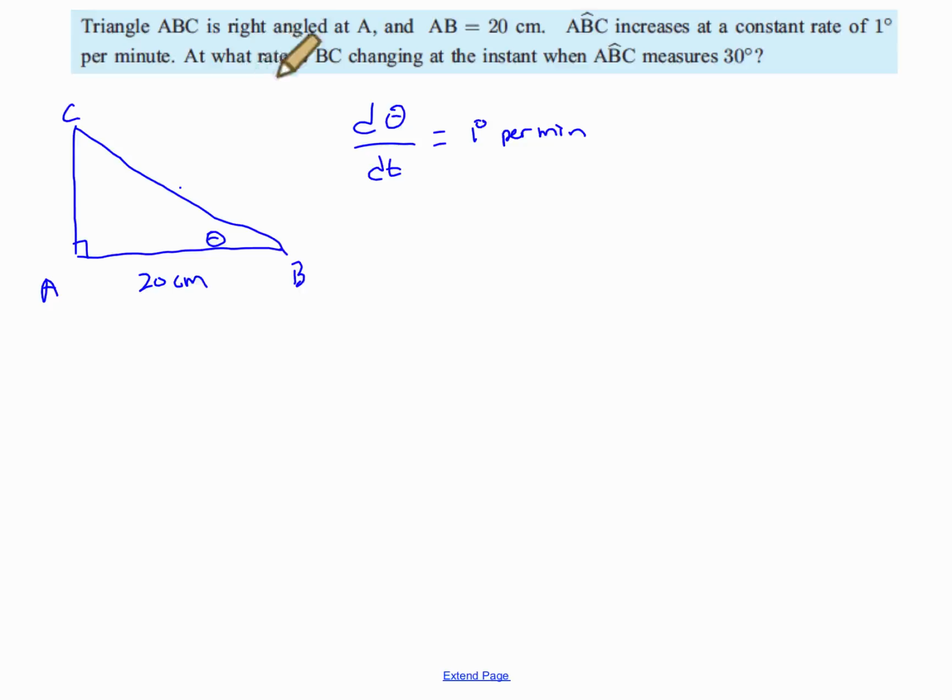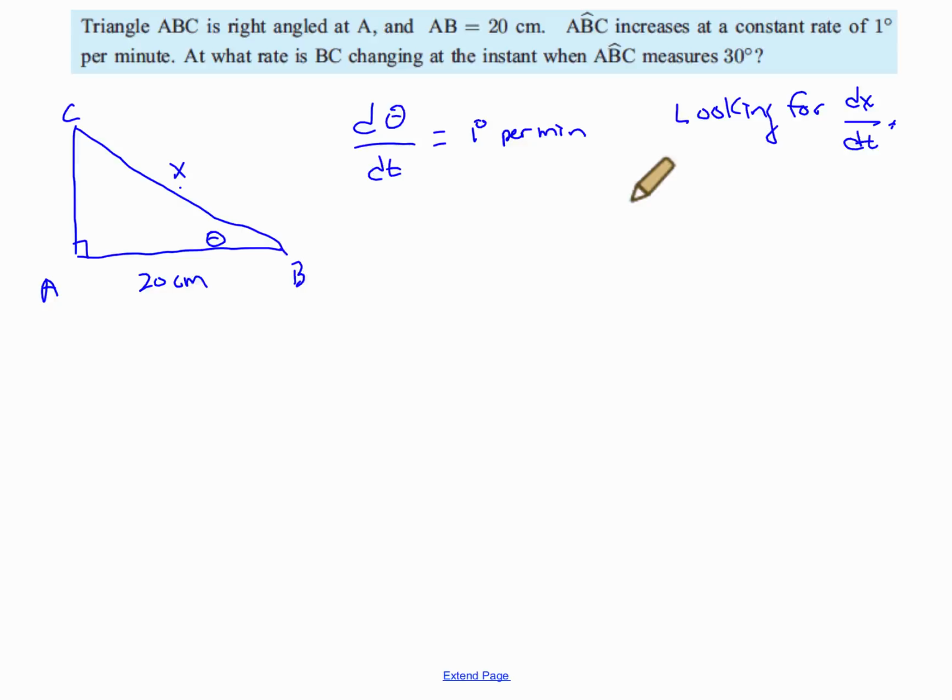Okay. At what rate is BC changing? That is a length. So I'm going to stop there. At what rate is BC changing? If I let BC be represented by x, then I am looking for the change in x, looking for dx/dt. Bam! All right, let's go. At the instant when angle ABC measures 30 degrees.